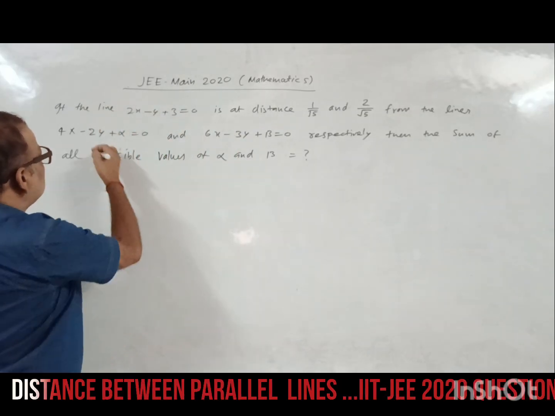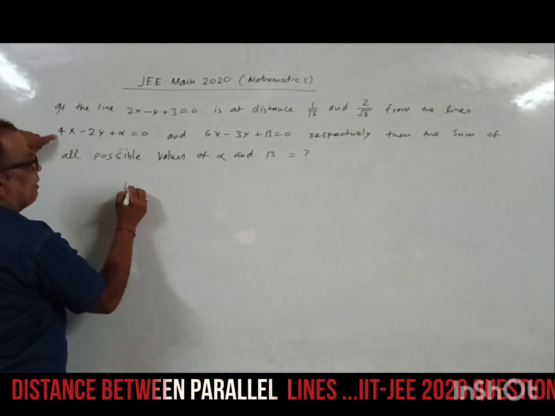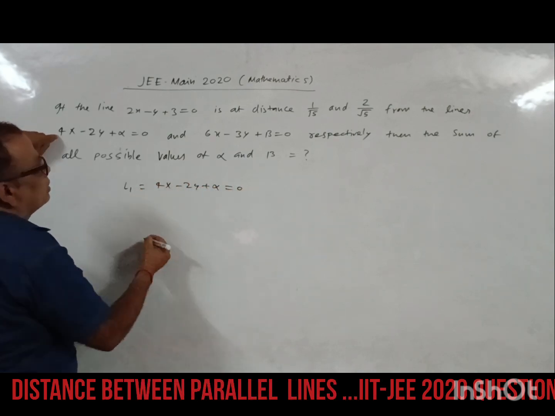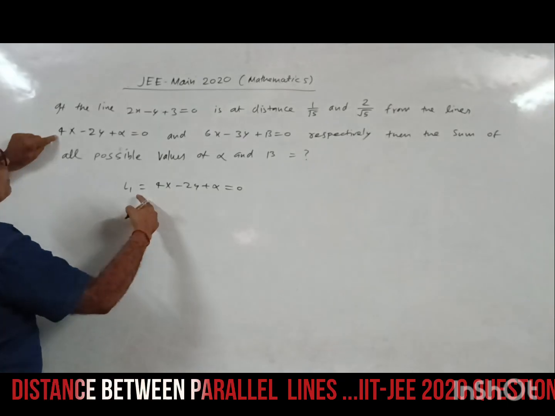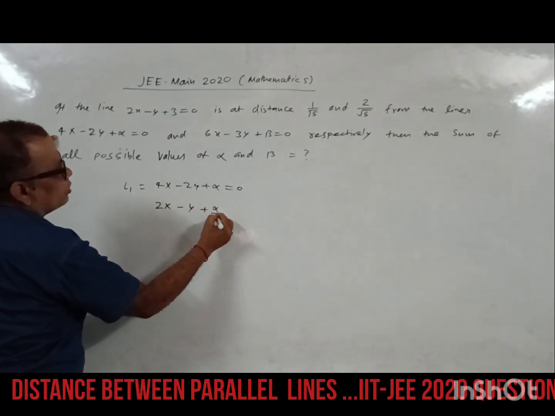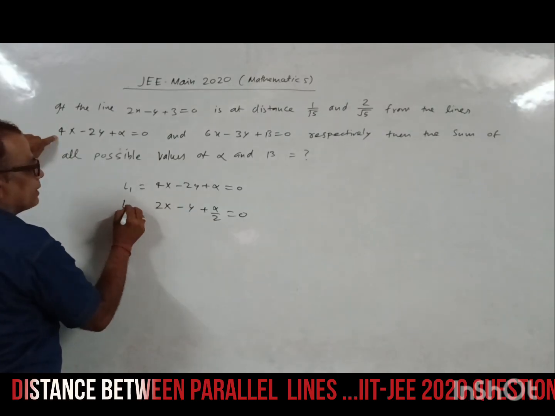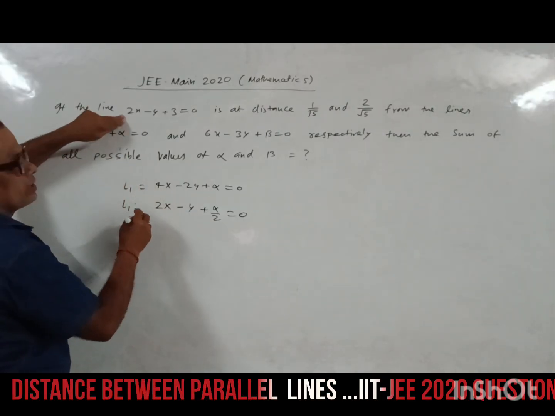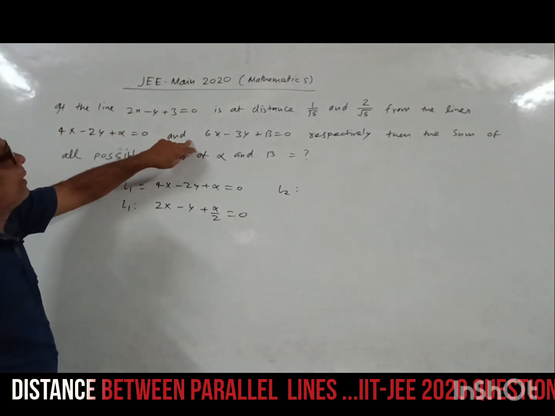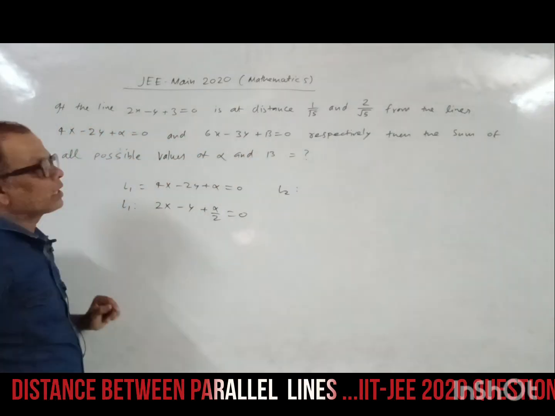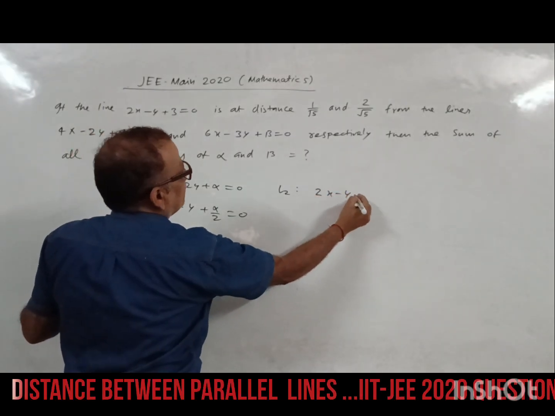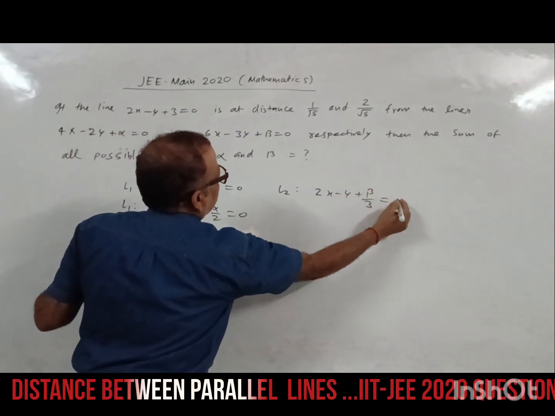Okay, so let this line L1 be 4x minus 2y plus alpha is equal to 0. We can divide both sides by 2. So 2x minus y plus alpha by 2 is equal to 0. And line 2, similarly we can write by dividing both sides by 3, so this line can be written as 2x minus y plus beta by 3 is equal to 0.